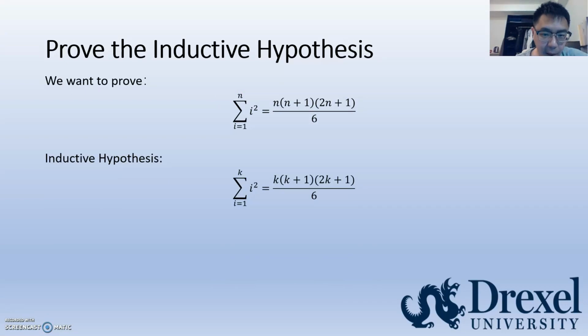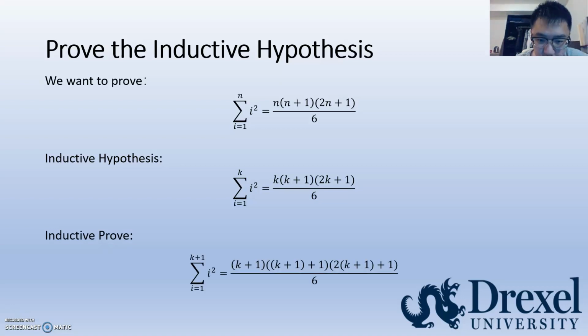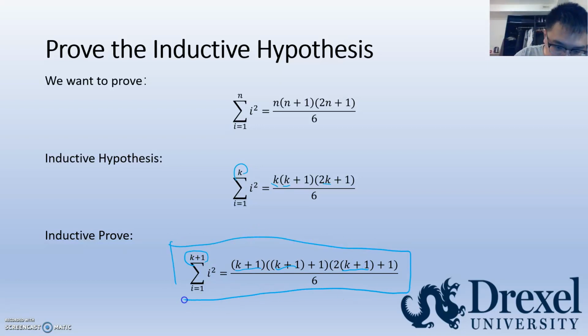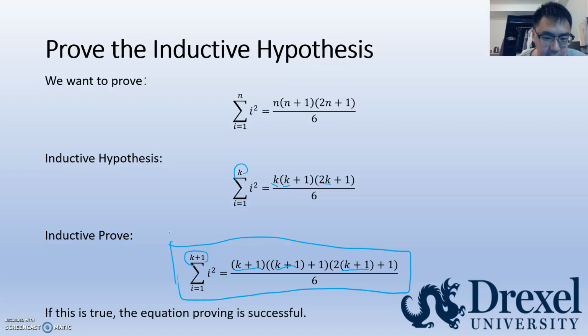So this is the inductive hypothesis, but here we have to prove the inductive step. Basically, we wanted to prove that for the k plus 1 term, this equation is also correct. So basically, we substituted k with k plus 1 here, for every k. If we can prove this equation is correct, we can say that the proof is successful.